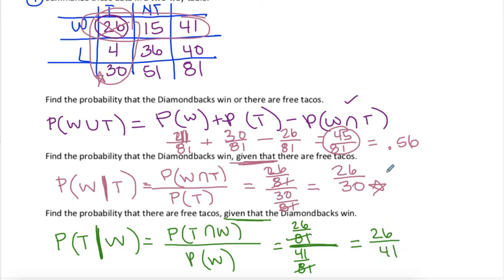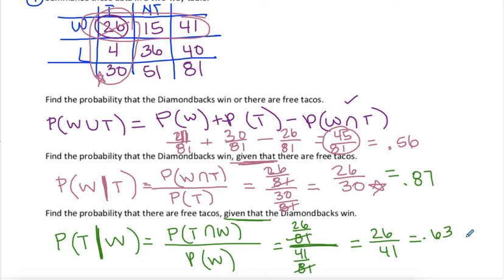On this one, if there were free tacos, there was an 87% chance that you went to a game that was a winning game. On this one, we know that the Diamondbacks won, so if you know that they won, there was about a 63% chance that you were going to see a win and get those free tacos.